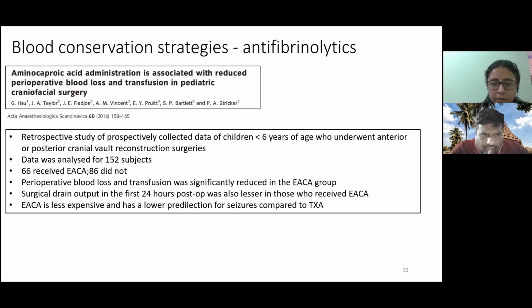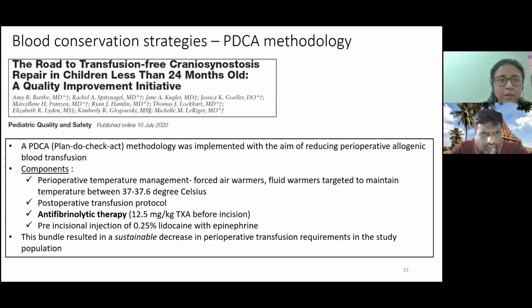Perioperative blood loss and transfusion was significantly reduced in those who received aminocaproic acid. Surgical drain output in the first 24 hours was also reduced in those who received aminocaproic acid. And aminocaproic acid is less expensive than tranexamic acid, and it also has a lower predilection for seizures compared to tranexamic acid. So it seems like a prudent idea to use aminocaproic acid if it's available in these cases.